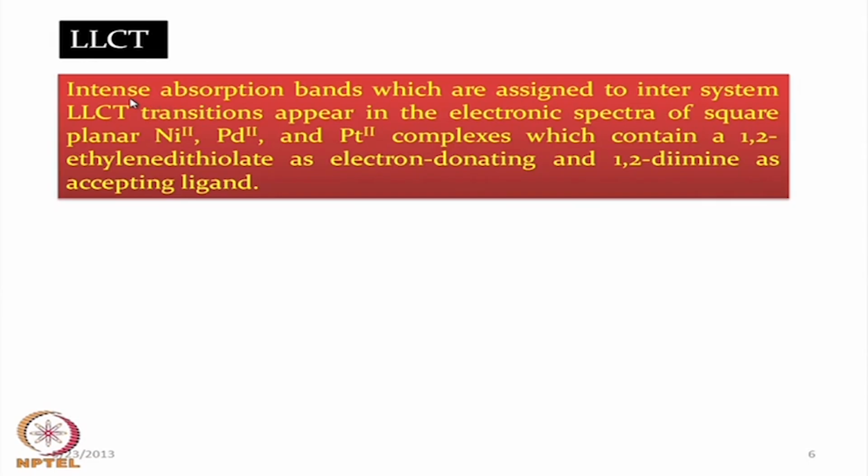Here we get intense absorption bands which can be assigned to inter-system ligand to ligand charge transfer. That means the system has two different types of ligands, and the transitions appear in the electronic spectra of square planar complexes. This particular area is very rich. Some groups around the world are working on square planar compounds of nickel, palladium and platinum species which contain a 1,2 ethylene dithiolate type ligand.